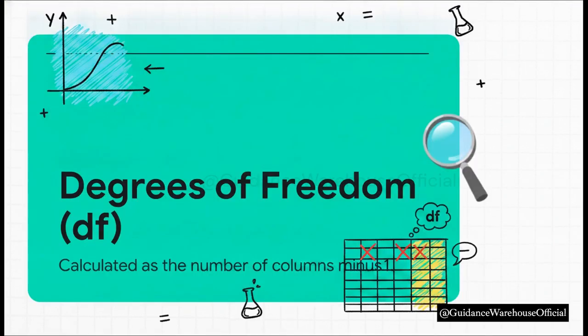Next up, we need our degrees of freedom, which we usually just write as df. This basically tells our formula which specific curve to use to evaluate our score. And the formula? It is beautifully simple. It's literally just the number of columns in your data table minus 1. That's it, just columns minus 1.